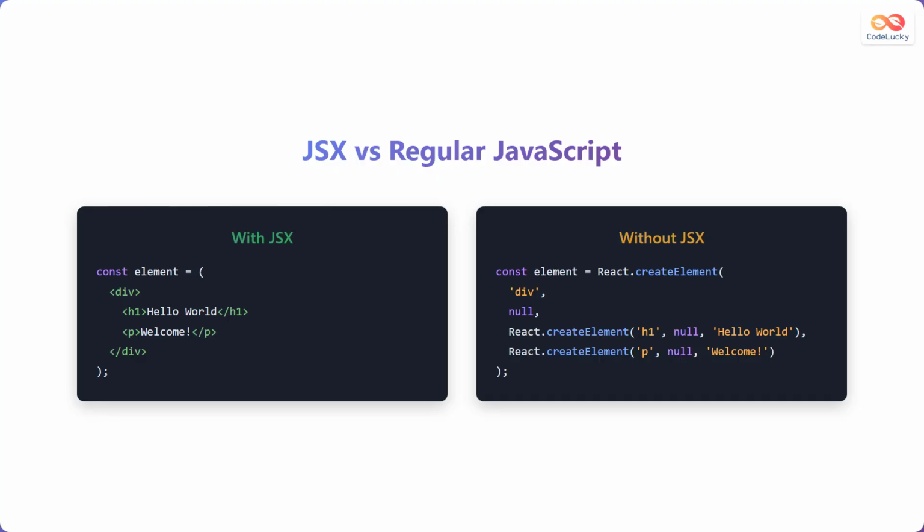Let's compare writing React code with and without JSX. On the left, we have a simple React component written using JSX. It's easy to read and resembles HTML. On the right, we have the equivalent code written without JSX. As you can see, it's much more verbose and harder to read. JSX makes it easier to write and understand React components.